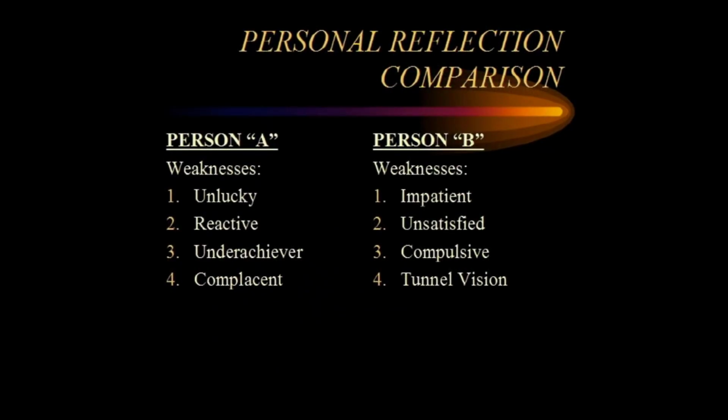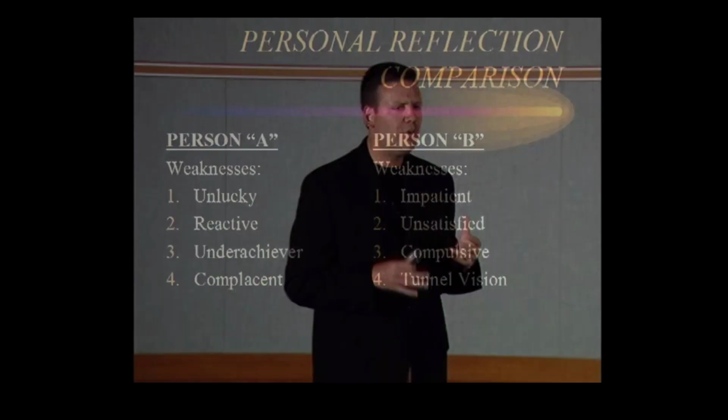Do I push much harder? Am I keeping my options open? Am I thinking about what I need to do next? Those are the key things you have to look at. Person A is unlucky, complacent, reactive. You're back into kind of a passive person A versus a person B. Now, the question for everybody, who is this person? Is this two completely different people, or is this the same person?